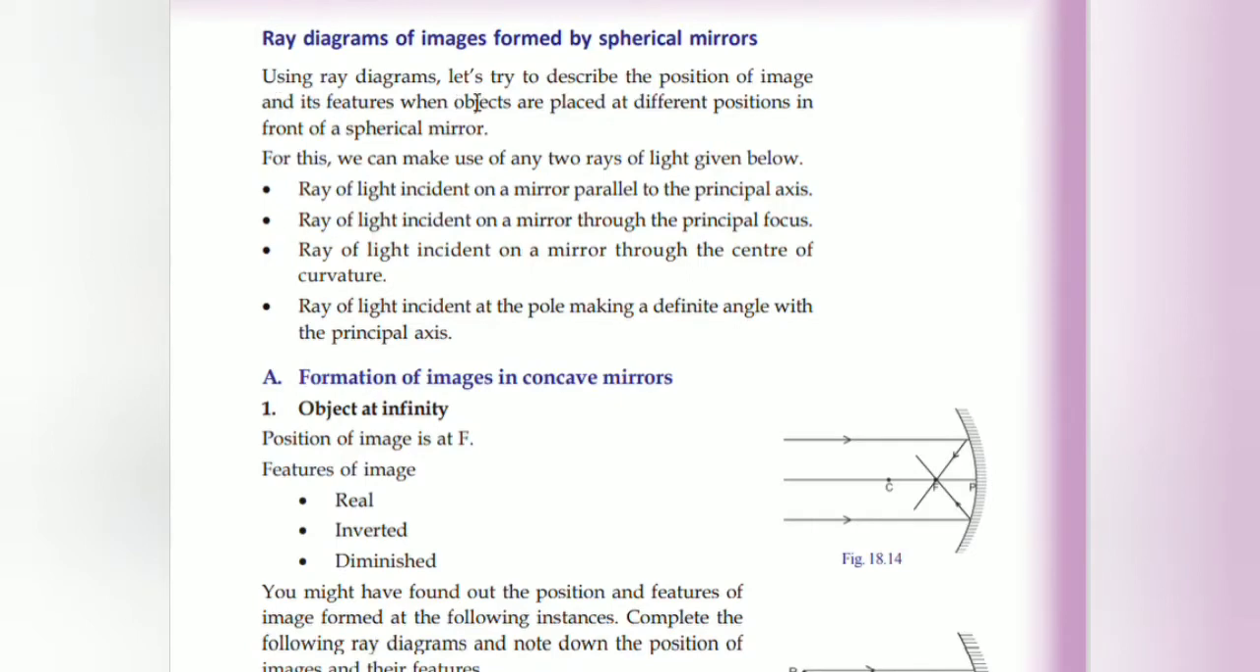Using ray diagrams, let's try to describe the position of an image. അപ്പോൾ ഇതിലൂടെ നമുക്ക് എന്തൊക്കെ മനസ്സിലാക്കാം? ഇമേജിന്റെ പൊസിഷനും ഫീച്ചേഴ്സും ഒക്കെ മനസ്സിലാക്കാം അല്ലേ? From this we can make use of two rays of light below.